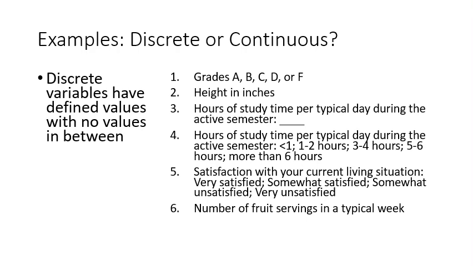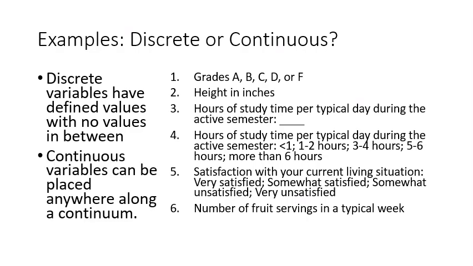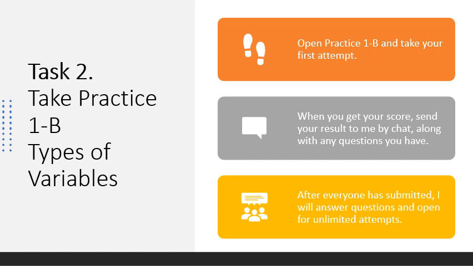Your satisfaction with your current living situation, you can see the answers are words, but the order matters. We wouldn't want to mix these up, so this is an ordinal variable. And the number of fruit servings in a typical week would be a continuous variable. Probably you could have something like 1.5, depending on how they're defining these servings. And so now you are ready to take practice 1B, types of variables.